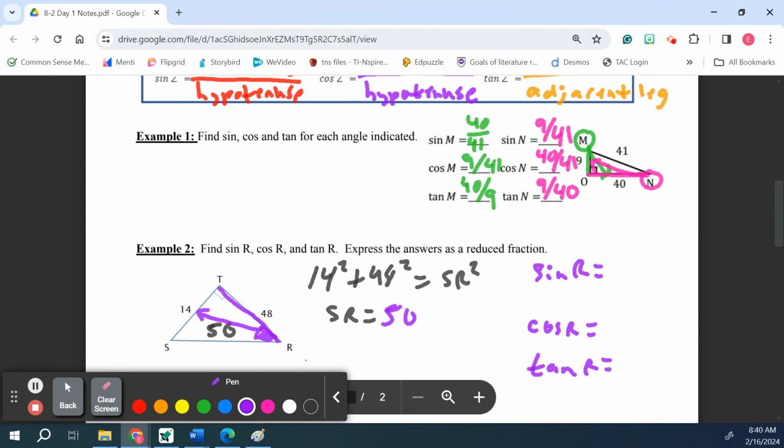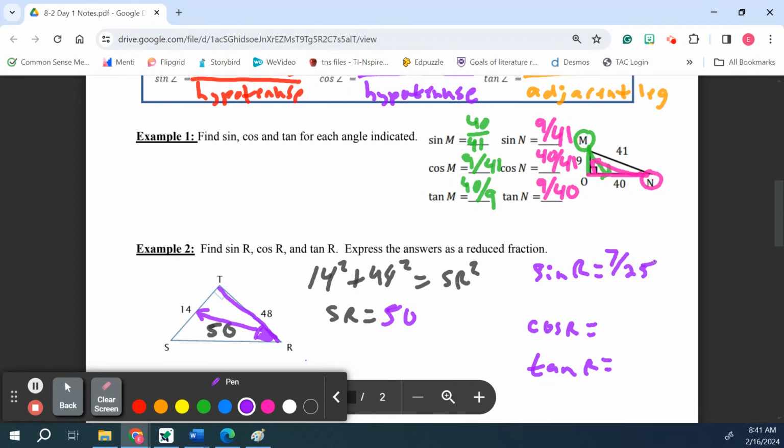Hold on, someone's saying it. Say it loud, say it proud. Is the 50 after each square root? Yes. The sine is 14 over 50. Okay, what does that reduce to? 7 over 25.